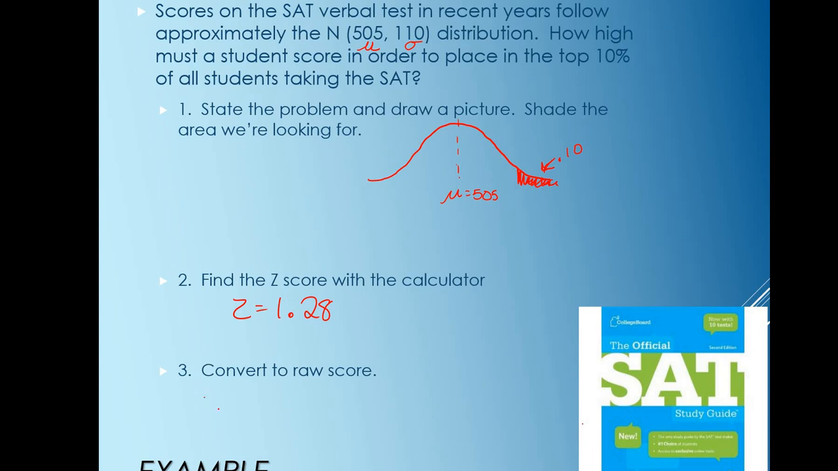So if you remember from our z formula, it's x minus mu over sigma. So we know z, and we're looking for the x, and it's minus the mean over the standard deviation. And now you just take out your calculator.